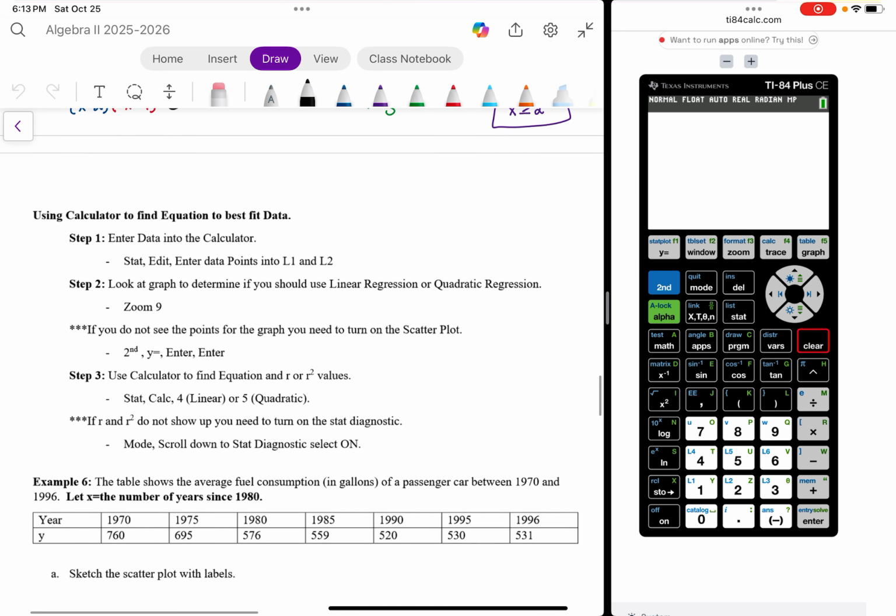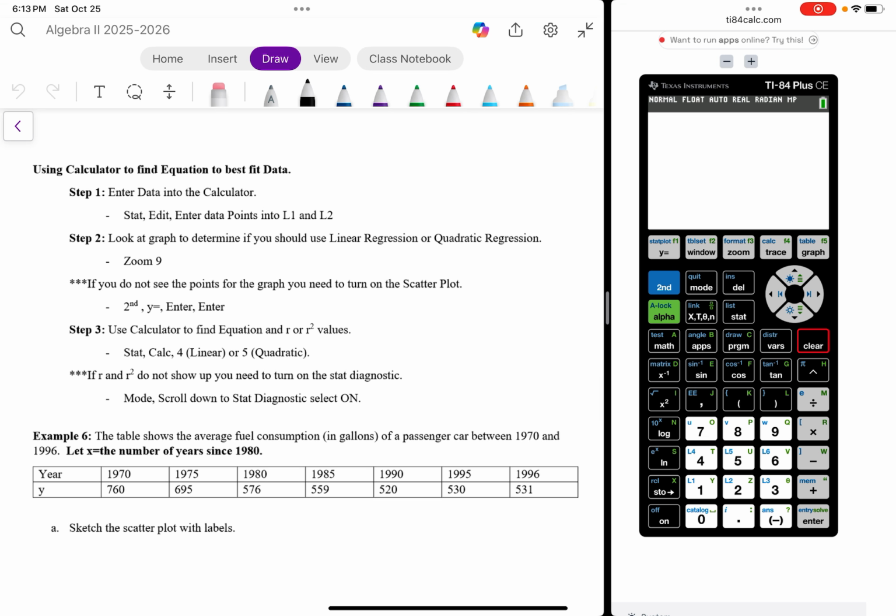Hello, this is going to be the second part of Unit 4, so 4.2. The first thing we're going to do is use our calculator to find an equation of best fit. We have done that before for linear equations. Most of it is the same, just now we're working with quadratic equations.